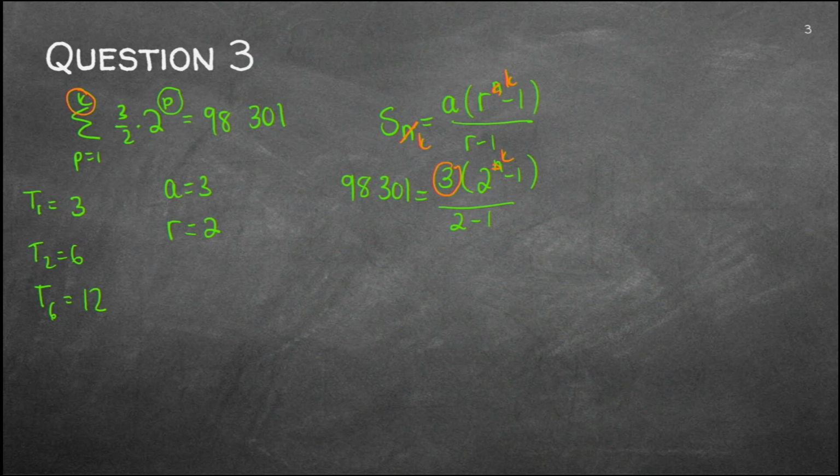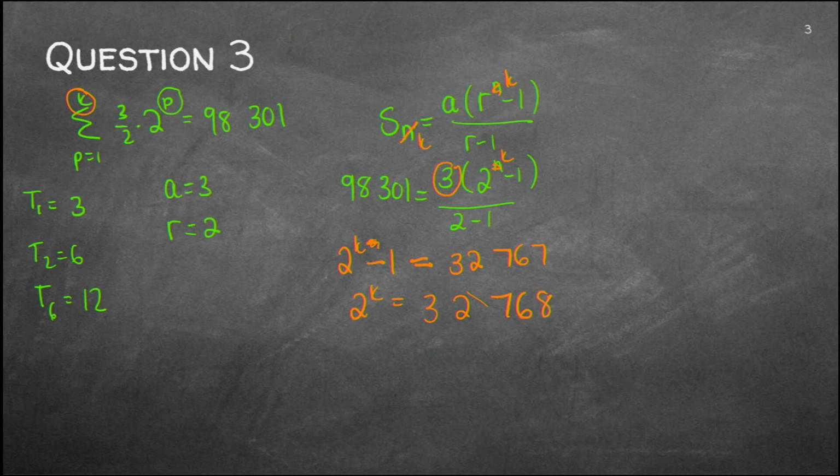So the best way would then be to say 2 to the power of k minus 1 is equal to 32,767. Take the 1 over, so 2 to the power of k is equal to 32,768. So what exactly is the plan?